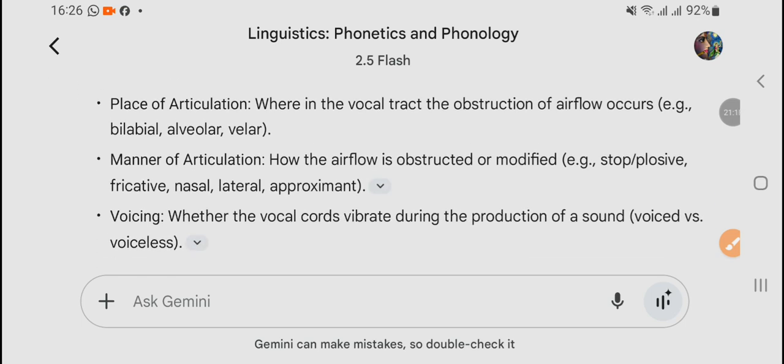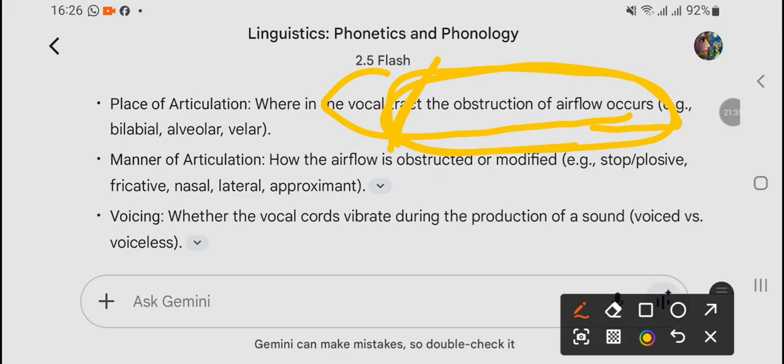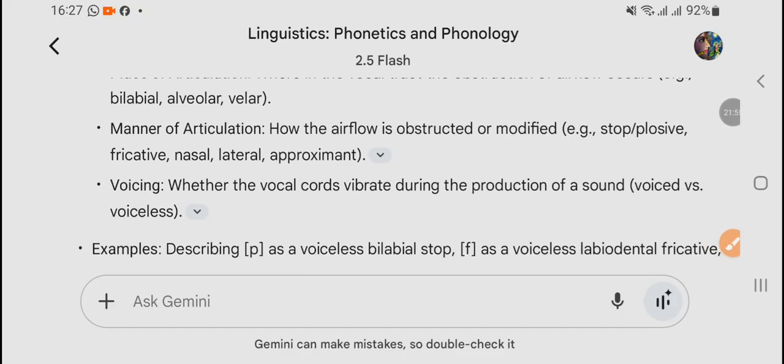It means place of articulation, where in the vocal tract the obstruction of airflow occurs, right? That's very important, the vocal tract and the airflow. If I say P, B, D, K, where that obstruction of airflow occurs is very important, and that is why sounds are divided into different classes. IPA symbols, the International Phonetic Alphabet, are divided into bilabial, alveolar, velar.